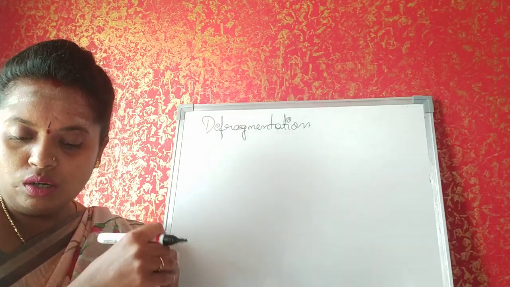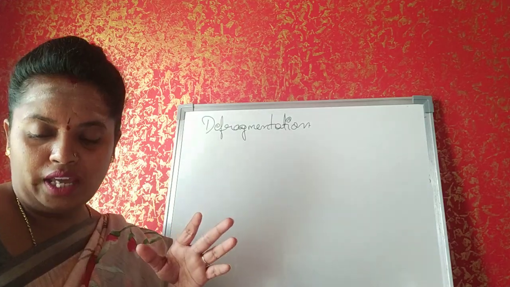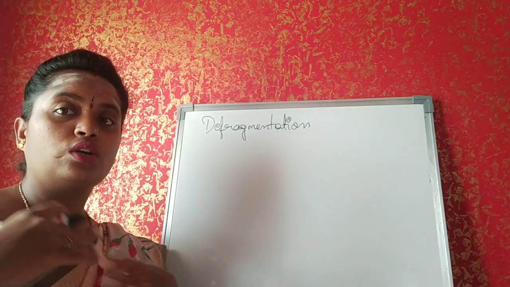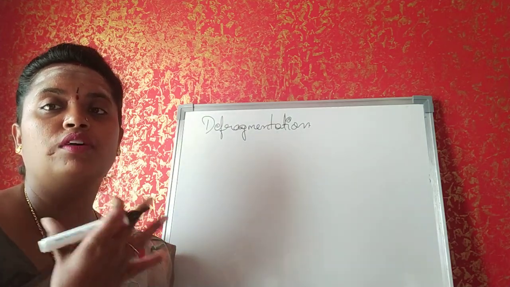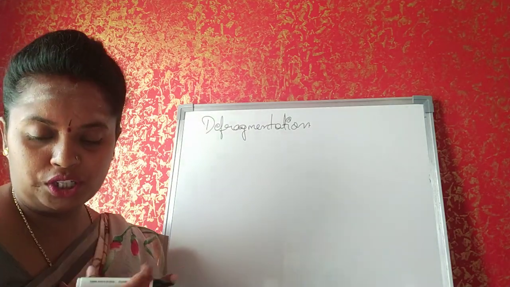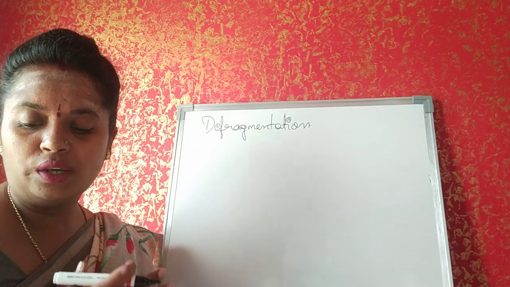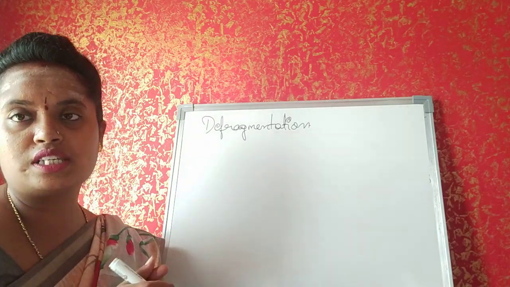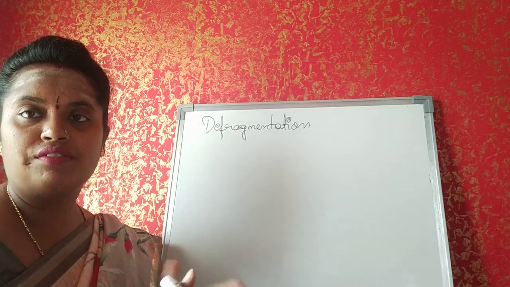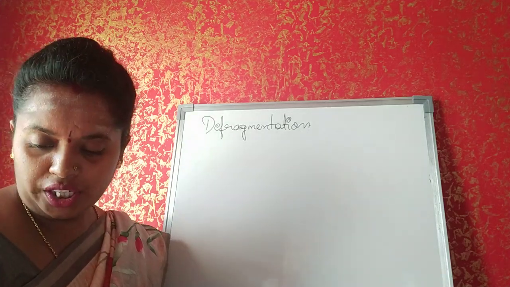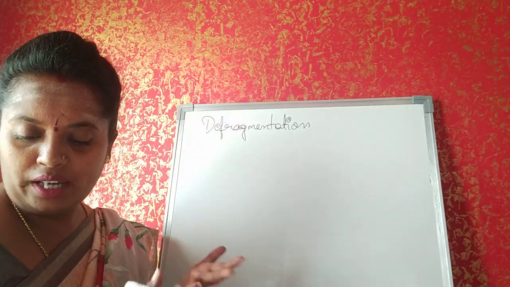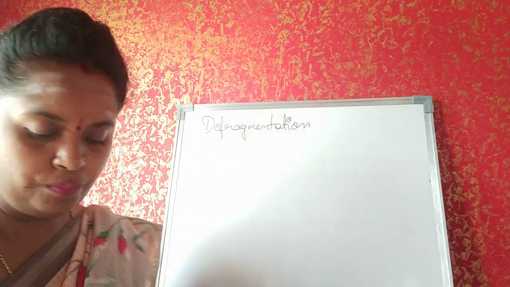So your hard disk drive can work efficiently. It usually runs on a schedule. Your disk defragmenter works on a schedule. You can also do it manually. How do you do it manually?